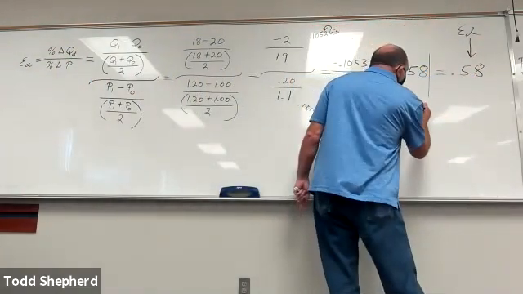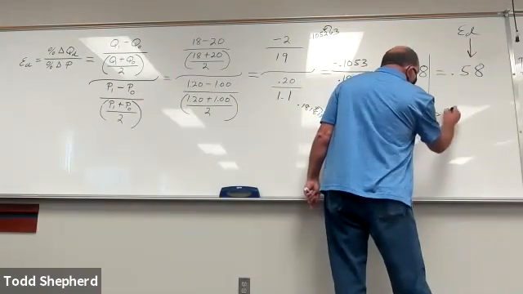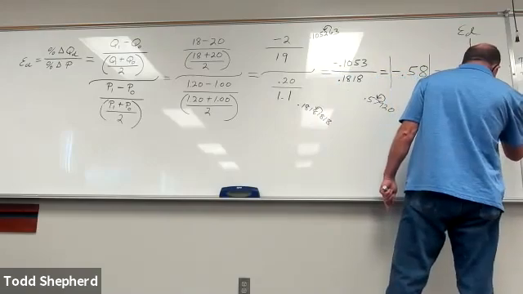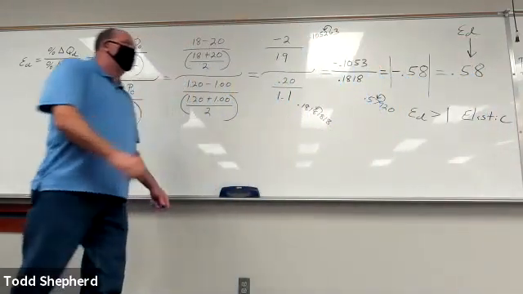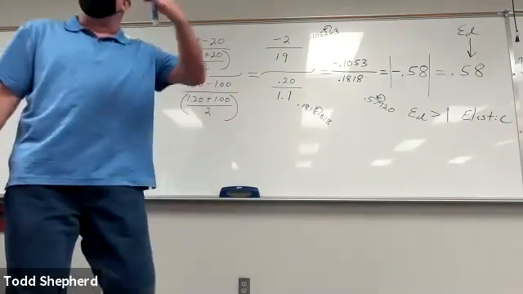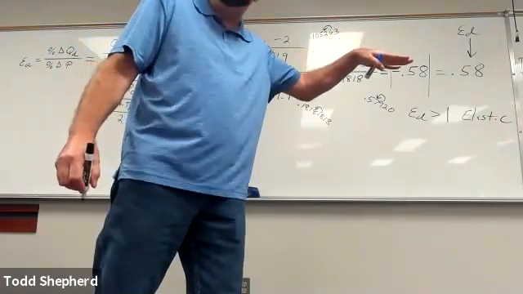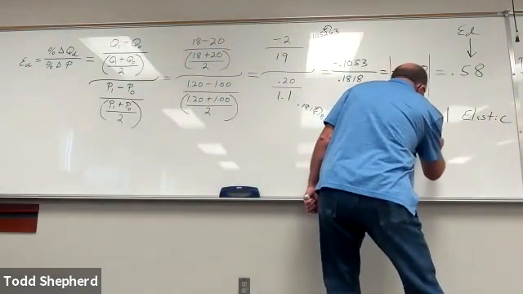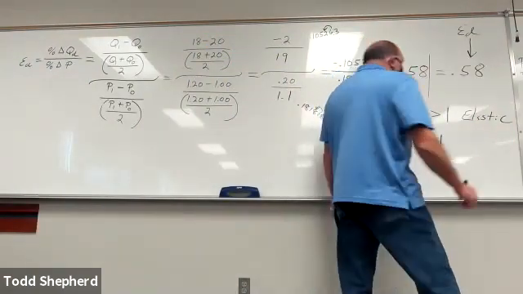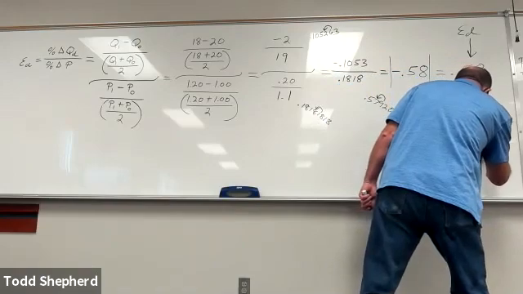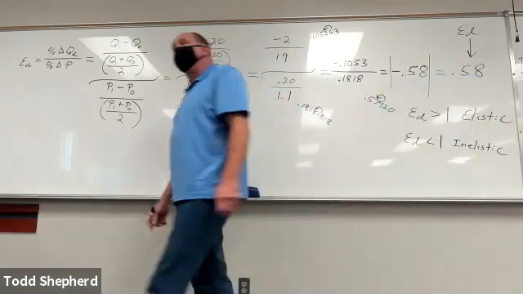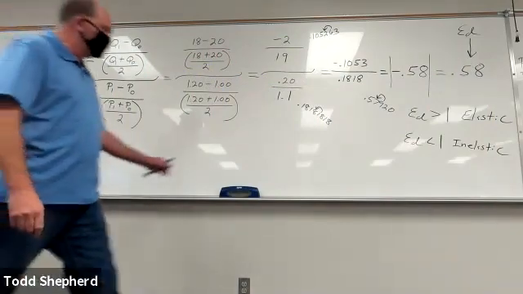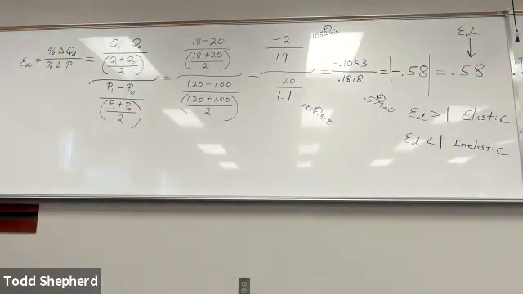It's relatively simple. If the elasticity of demand number that you get is greater than 1, then demand is elastic. So the larger the number is, the flatter the curve is, the more responsive people are to a change in price. If the elasticity of demand number is less than 1, then demand is inelastic. So the smaller the number is, the steeper the curve is, the less responsive people are to a change in price.